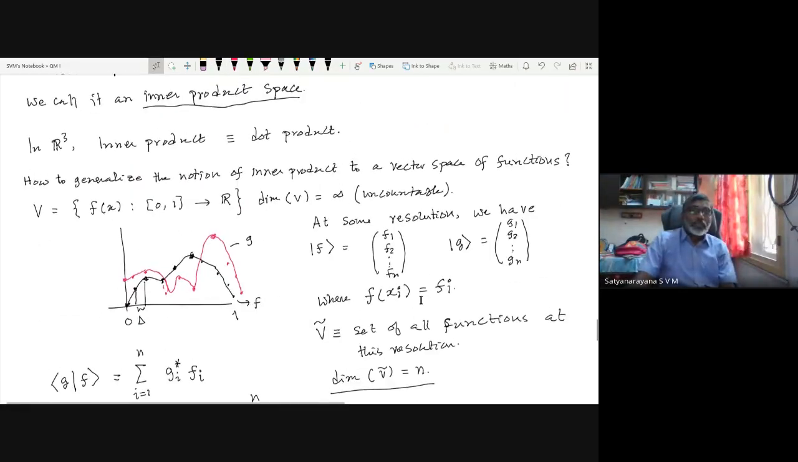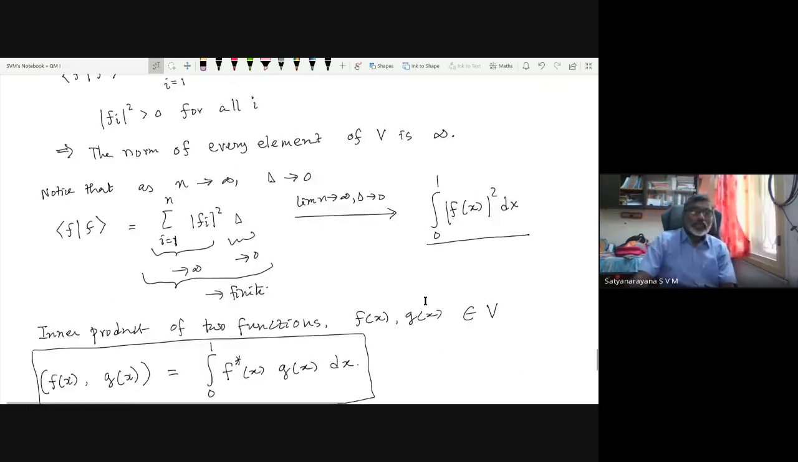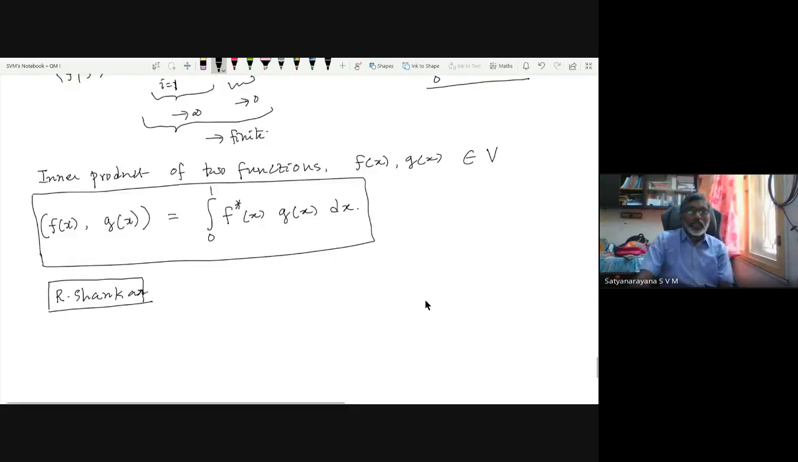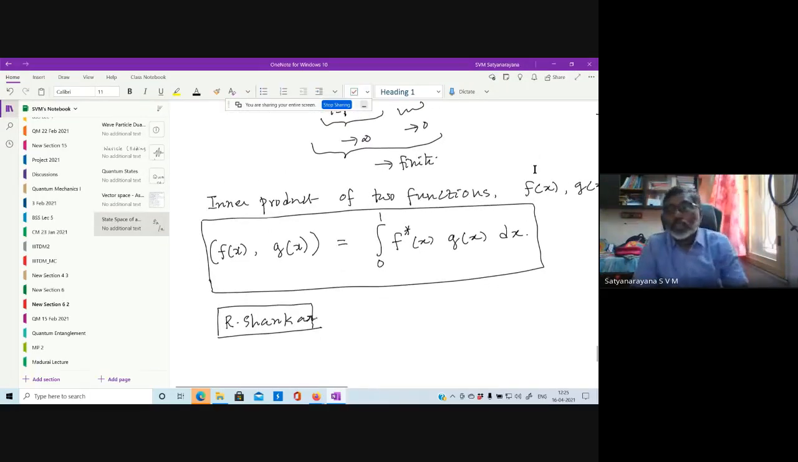Okay, so this argument that I have used here is essentially another heuristic argument, and if you want to read about it, there is a book by R. Shankar on quantum mechanics. In the first chapter of R. Shankar's book, this argument is presented, showing how you generalize this definition of inner product to sets of functions. So you can always take a look at that argument. Okay, so I will stop here, and if you have some questions.